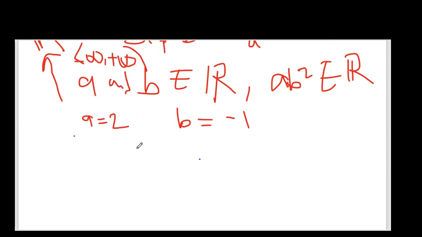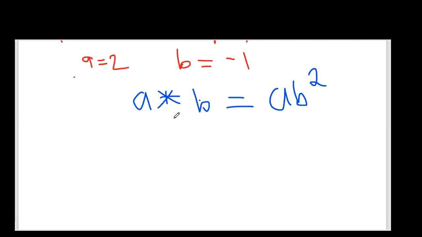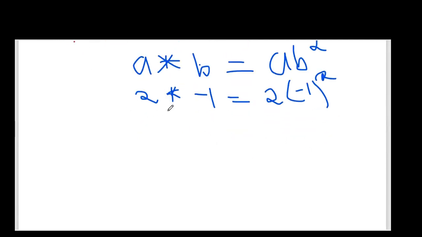then I'll apply those A's and B's into this equation and see the answer that I get. This is the operation. I'll put my 2, then star, then B, which is -1, equals, wherever there's A I put 2, wherever there's B I put -1. Then I say this squared. So 2 star -1 is just 2 multiplied by -1 squared.